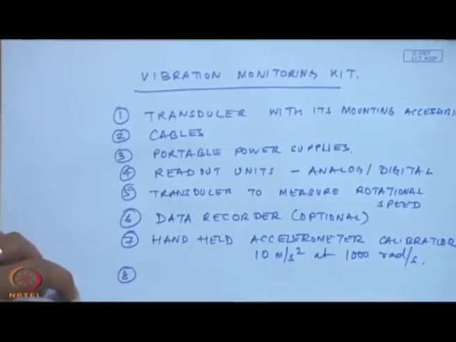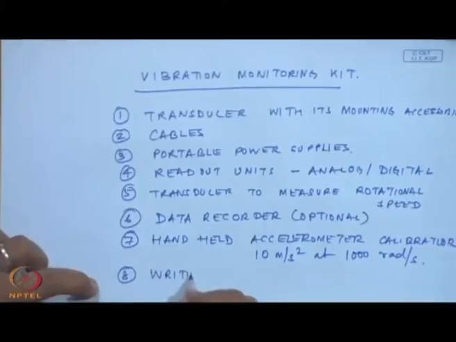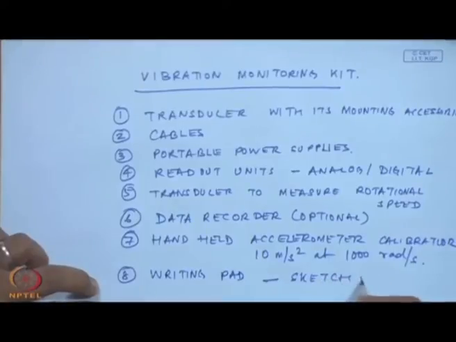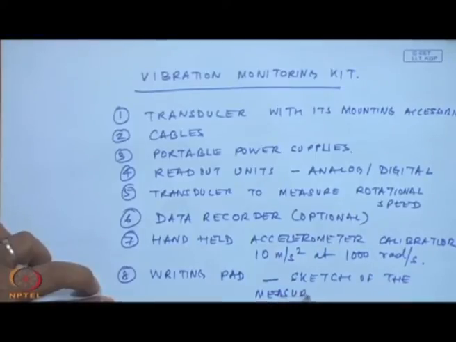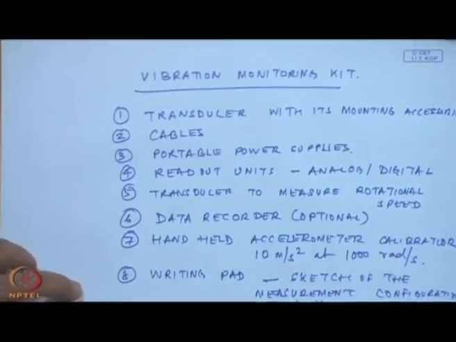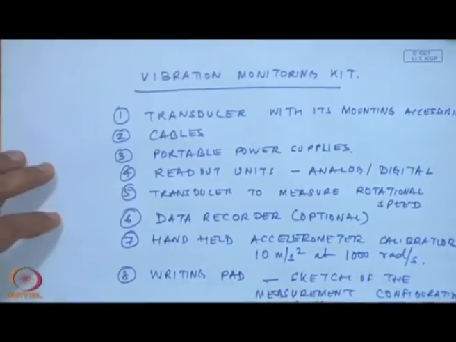And of course, we have to have a writing pad to make a sketch of the measurement configuration, as to axial, vertical, horizontal, because we have to measure in axial, vertical, horizontal, and this is what has to be there in any vibration monitoring kit, and you can have multiple number of transducers, okay, as the case may be.